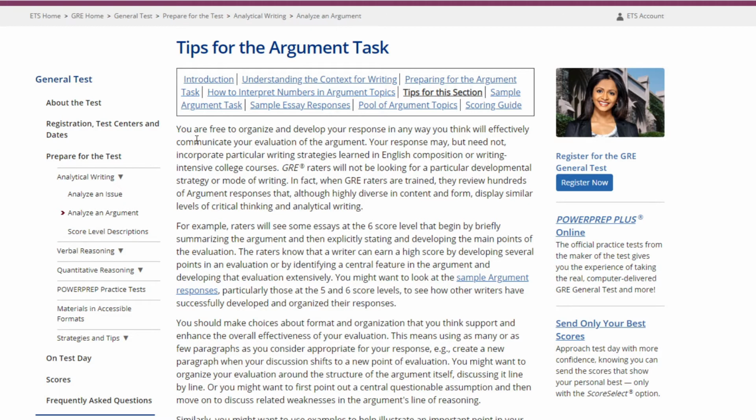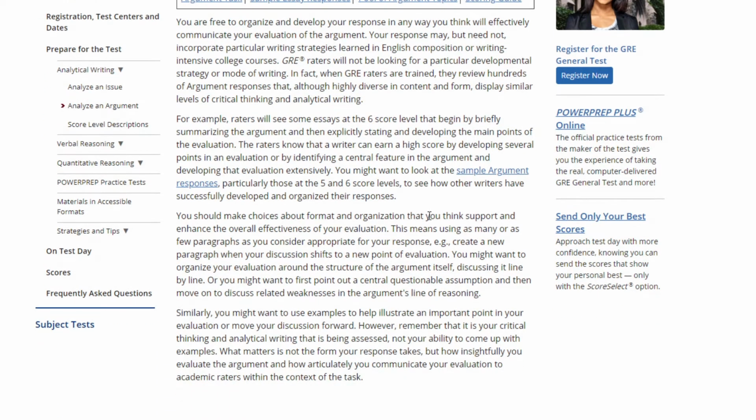So just like the issue task, they make note that there is no one type of essay they're looking for. So if you're wondering, do I need to write a 5 paragraph intro, bodies, conclusion? The answer is no. It's not a bad way to structure it, but stylistically, there isn't a right way to respond to this. However, when it comes to the organization, there are some things that you want to do.